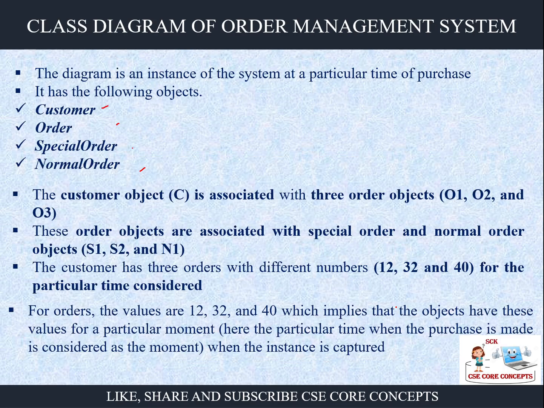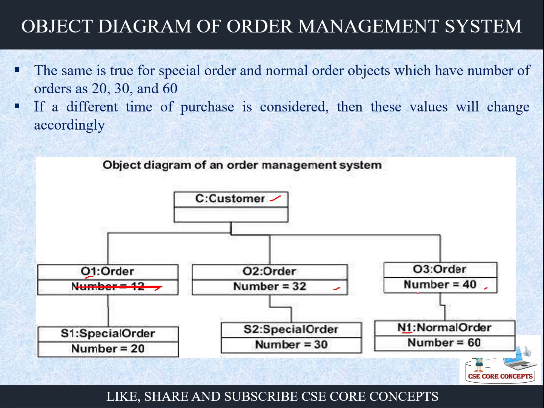The instances. So the customer object is C. It is an object of the class customer. It is associated with three orders, O1, O2 and O3. Now some of these orders are special orders S1 and S2, and one of them is a normal order N1. So the customer has three orders with three numbers 12, 32 and 40. So you can see 12, 32 and 40. These are the three orders.